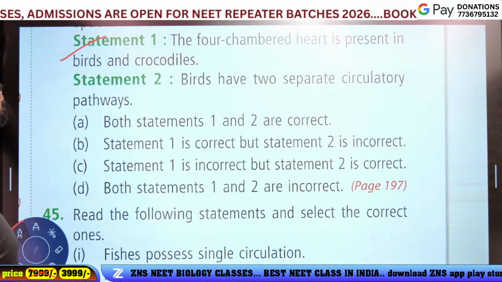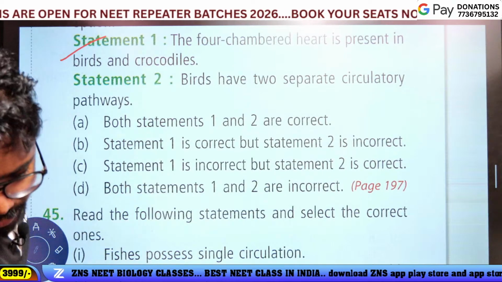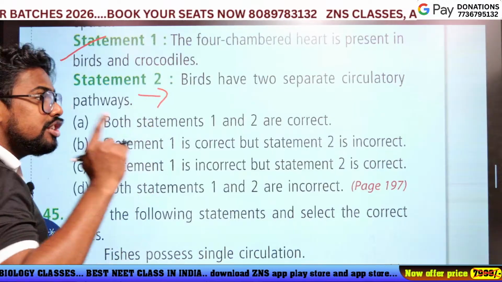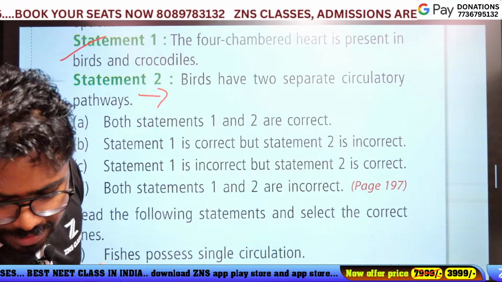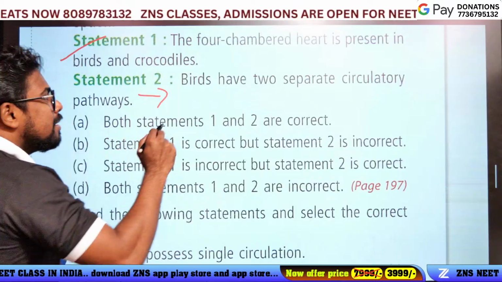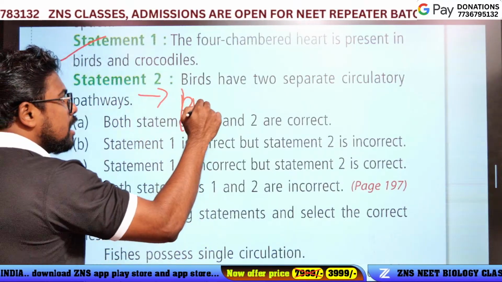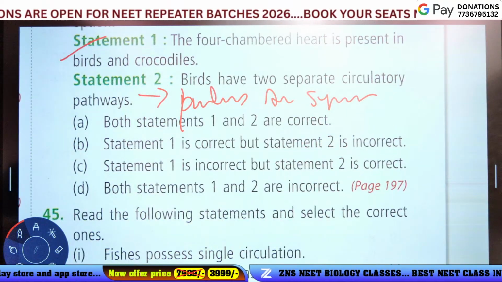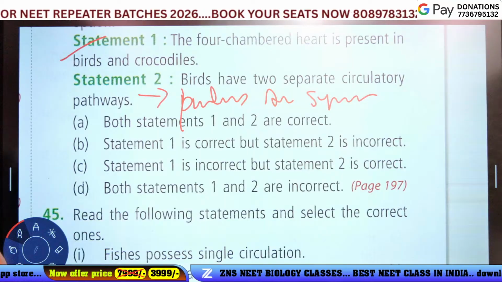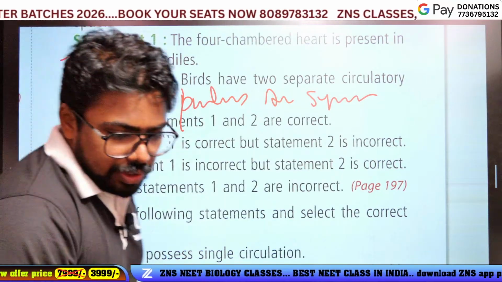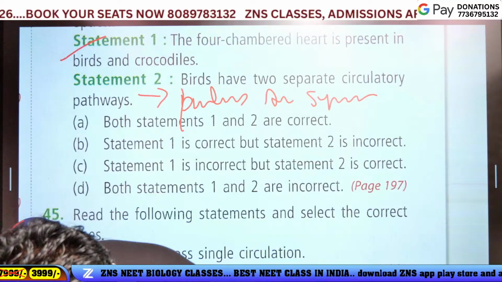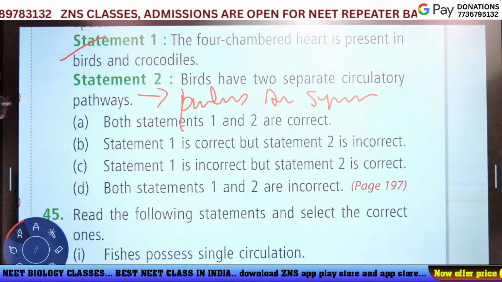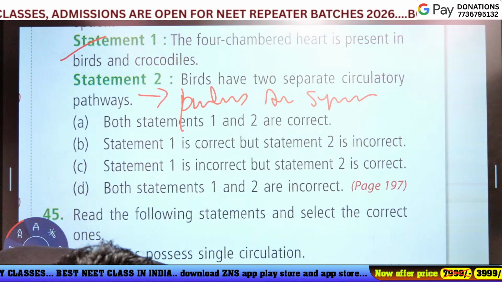Birds have two separate circulatory pathways. Correct? Yes, correct, because pulmonary circulation and systemic circulation, two types of circulation are present in birds. Which is the answer? Option B is the answer? Everybody, A, B.